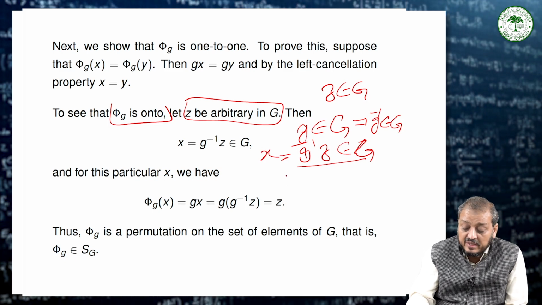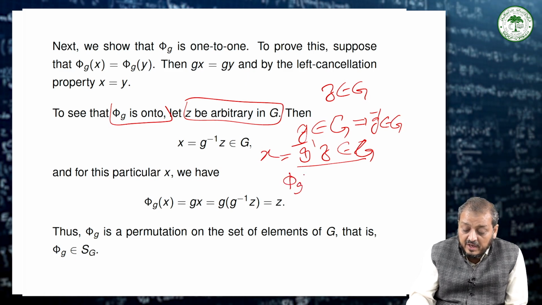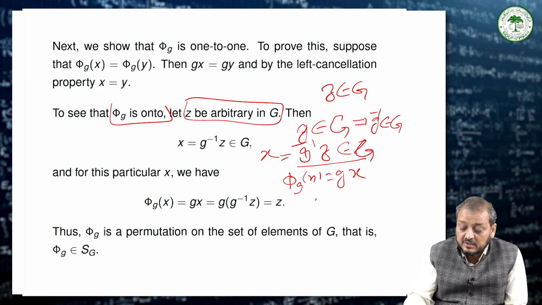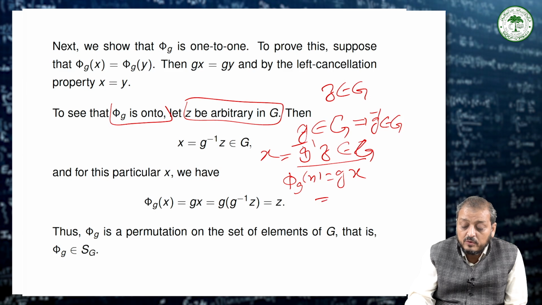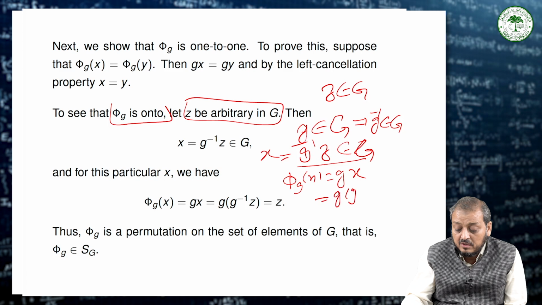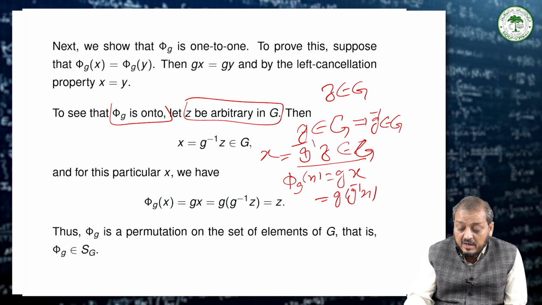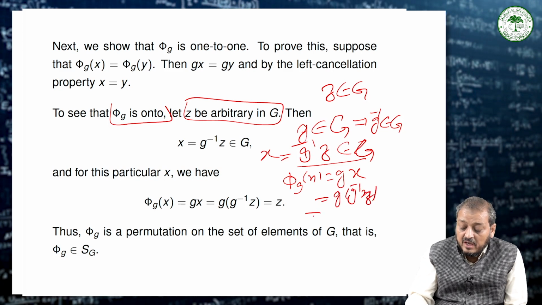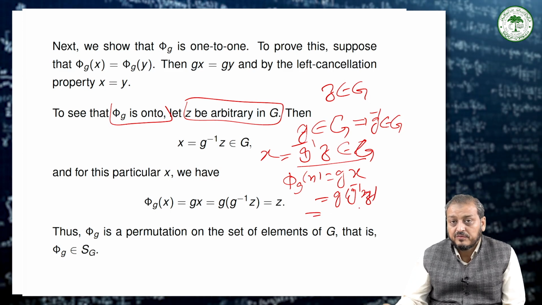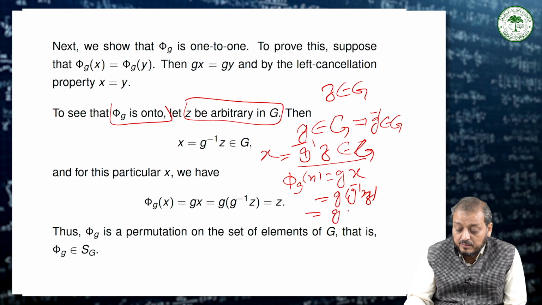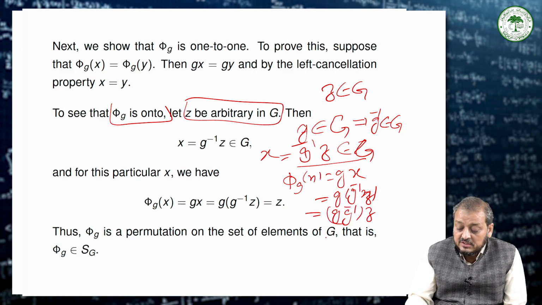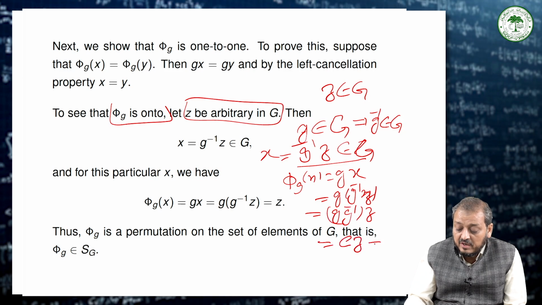If this is x, then phi of g of x is equal to g of g inverse z. Because g and g inverse z are all elements of a group, by the associative property we can say that g g inverse z is equal to the identity of z, which is equal to z.